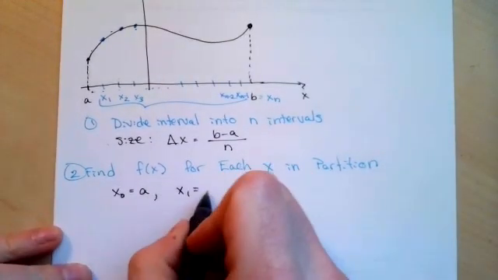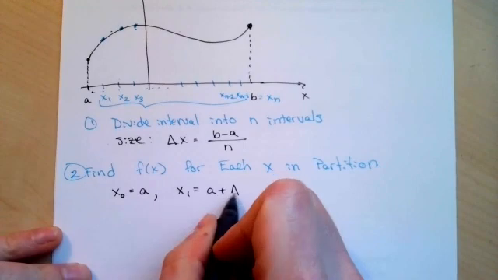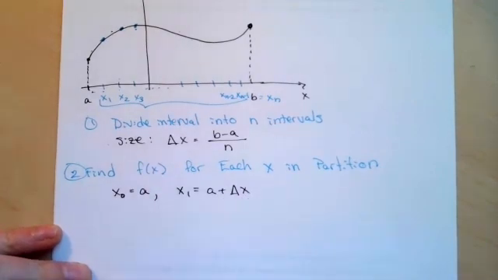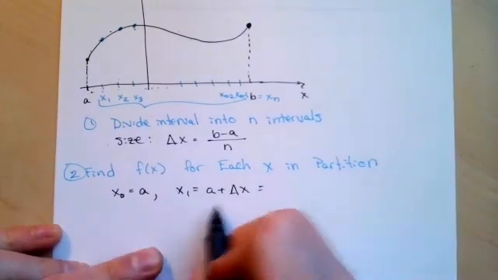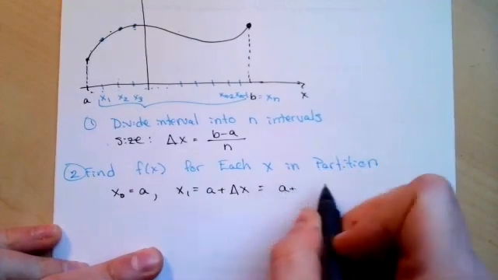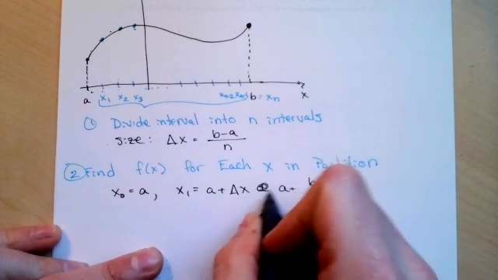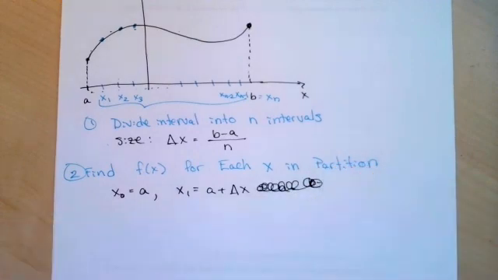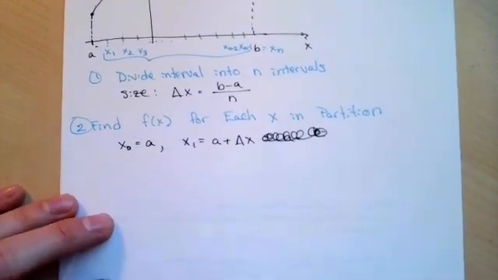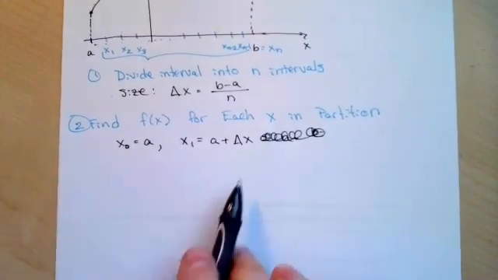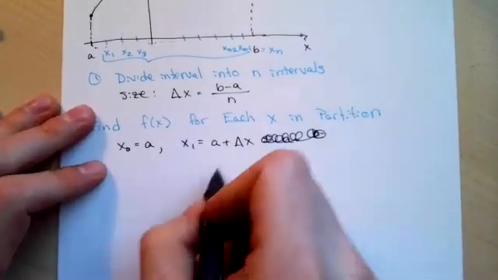So what is x1 going to be? It's going to be a, and then we just move over by delta x. And so a plus (b minus a) over n. Actually, I'm just going to keep it as a plus delta x. Usually you compute your delta x, and if you were to write a program, you would keep it like that.